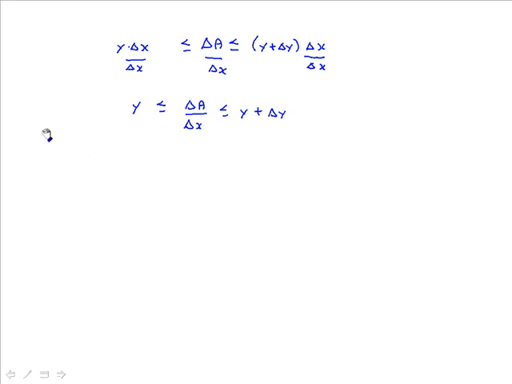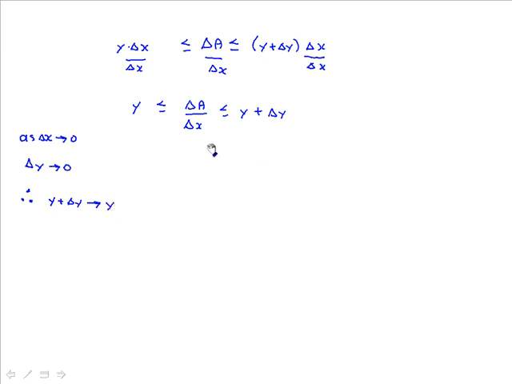And here we make the next step. We note that as delta x, even though it's not going to be equal to 0, approaches 0, it gets smaller and smaller. It may occur to you then that as delta x approaches 0, delta y, the change in y, is also going to approach 0. So the smaller the x change, the smaller the y change. So therefore, as delta x gets smaller and smaller, delta y gets smaller and smaller. So therefore, y plus delta y is going to approach just plain y.